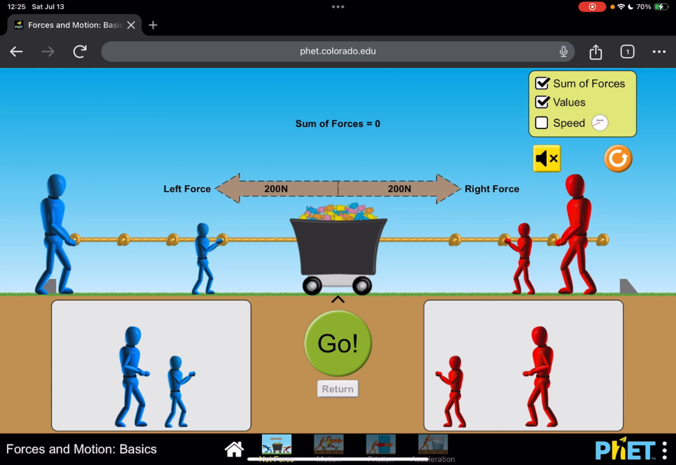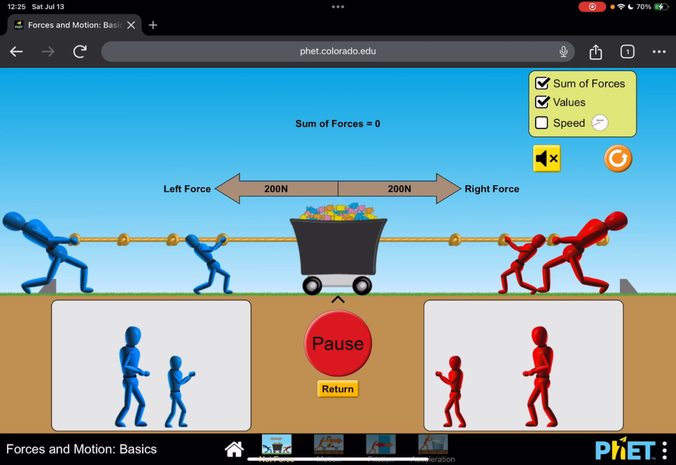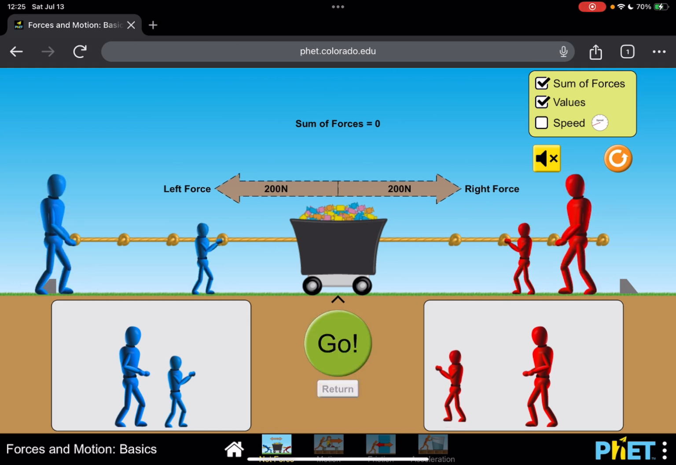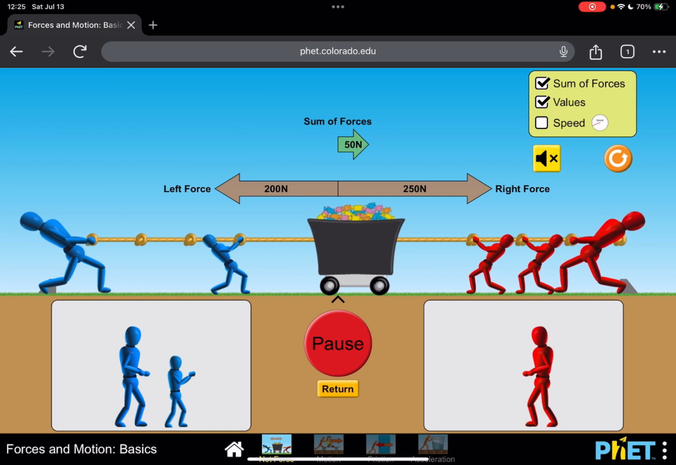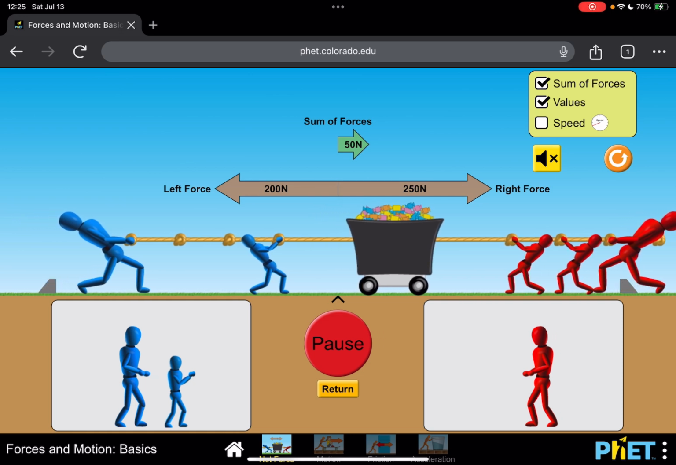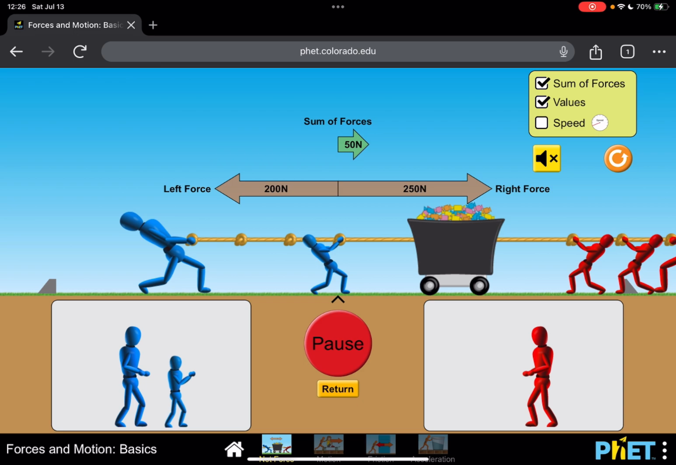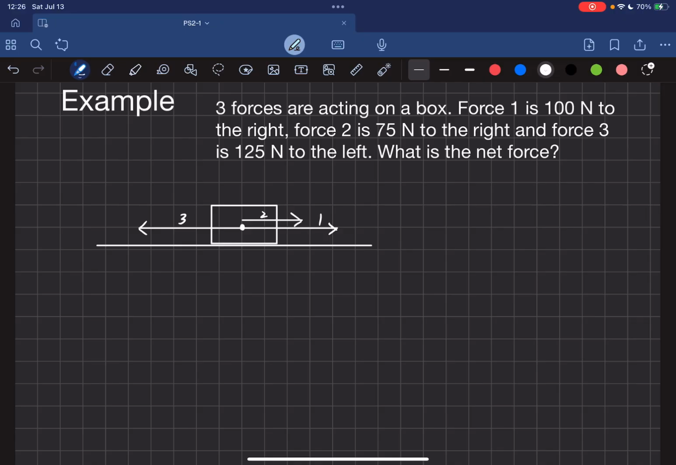So what would happen if we let this simulation play out? Well, they're going to pull against each other, and the cart is going to go nowhere. Now, if we just add one more person, such that we get that 50 newton difference, what would happen if we let the simulation run and see where the cart goes? As you can see, the cart starts going to the right, slow at first, but then it starts picking up speed because it's accelerating.